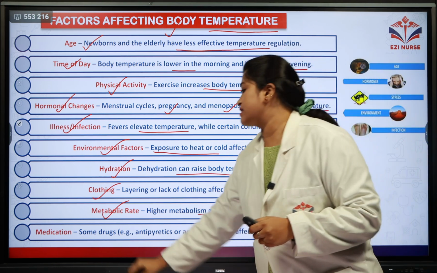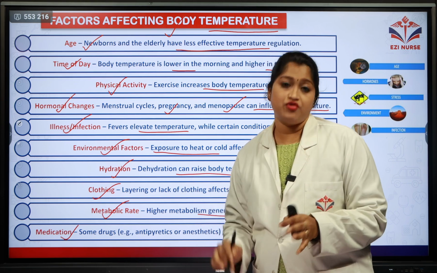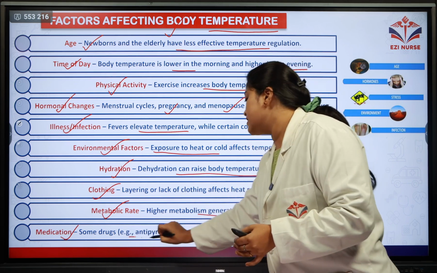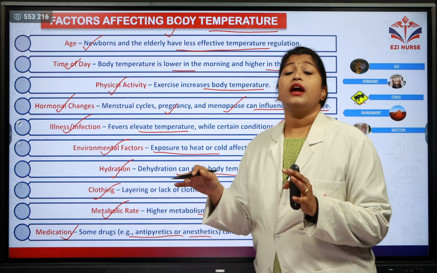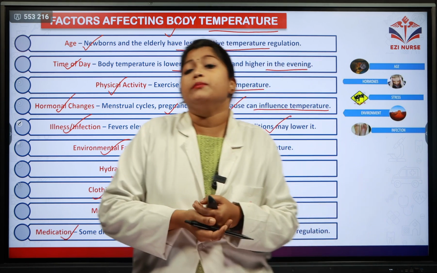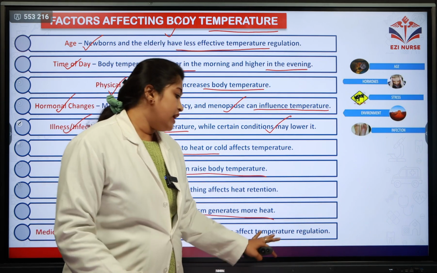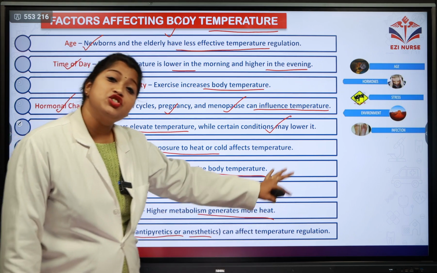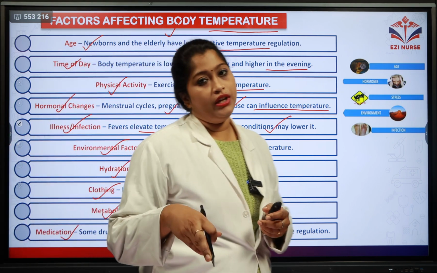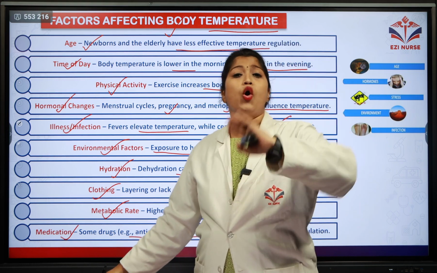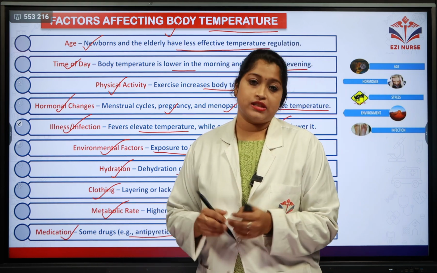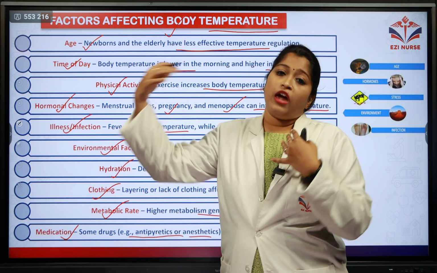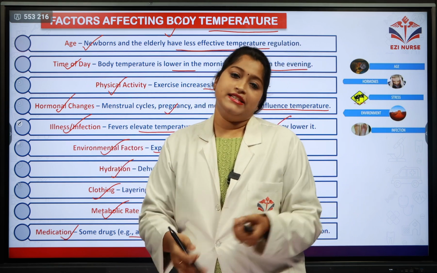So the final factor is medication. Some drugs, for example antipyretics and anesthetics, usually decrease the body temperature, and they can also affect the temperature regulation of the body. So drugs usually alter temperature regulation. Depending upon the drugs, some may increase and some may decrease the temperature.